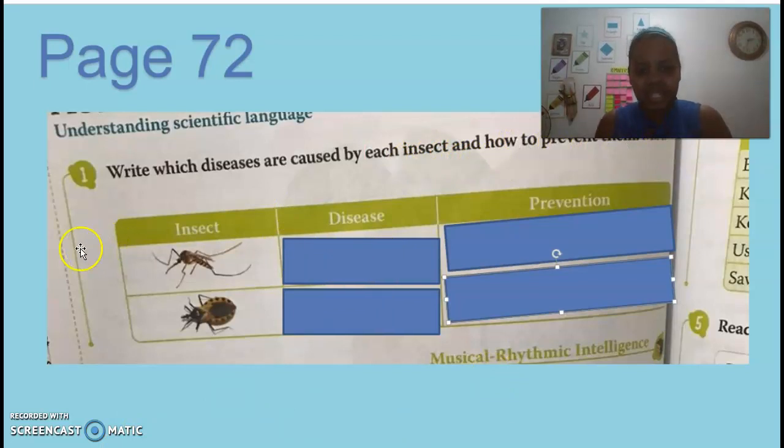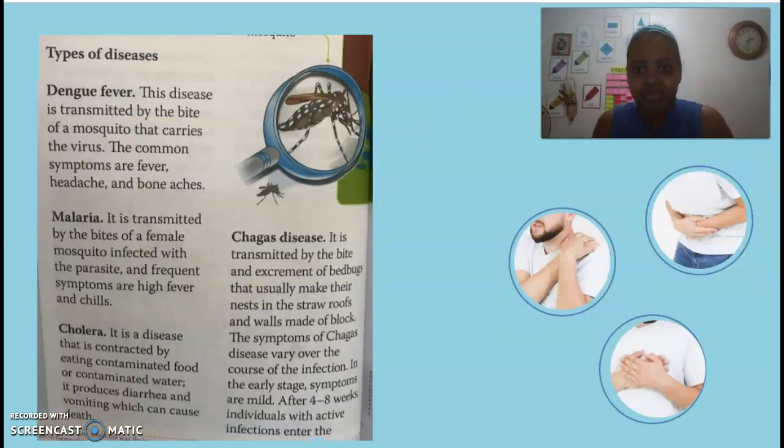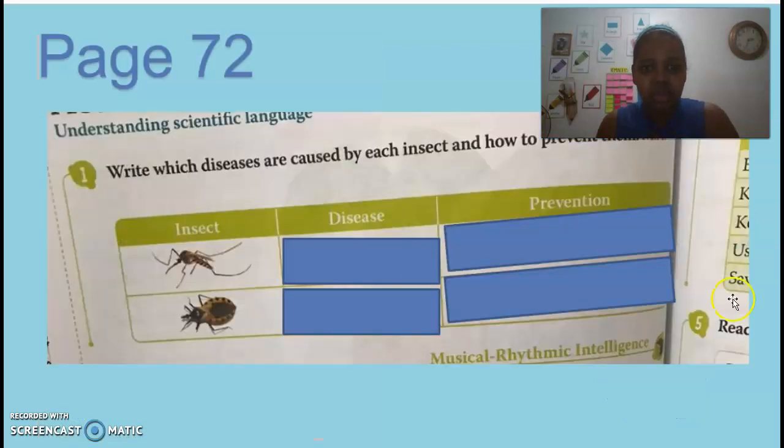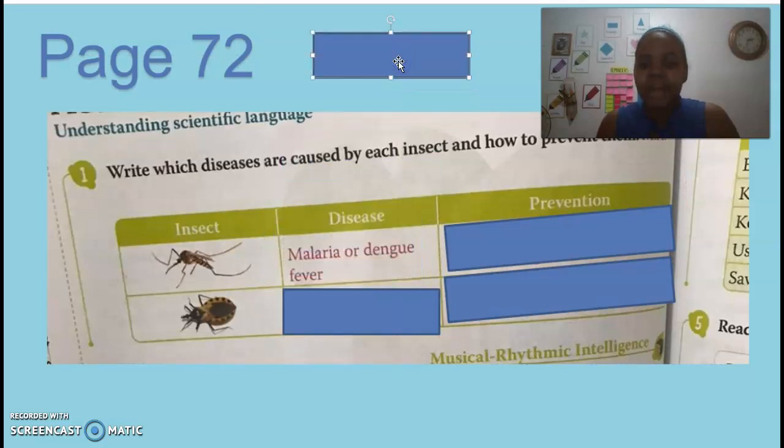What type of diseases are caused by the mosquito? Remember the types of diseases that we have. Dengue fever, malaria, and cholera are provided by mosquitoes. Chagas disease is provided by bedbugs. So, what you're going to write here in the first one is malaria or dengue. That's a disease that the mosquito can cause. Malaria or dengue.